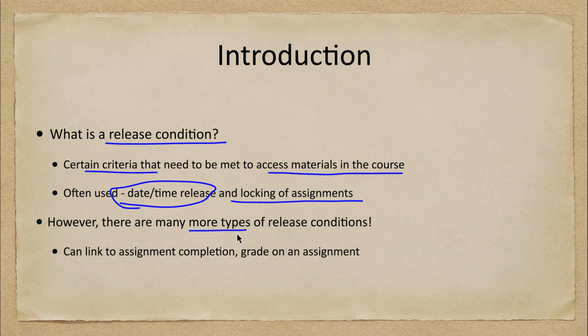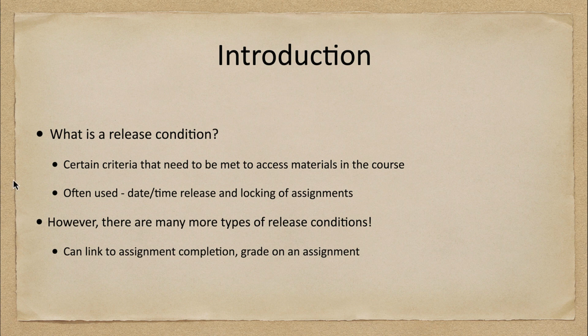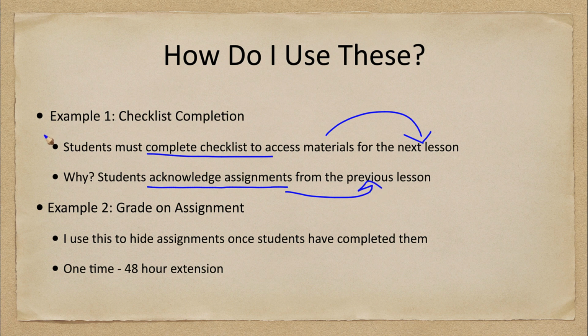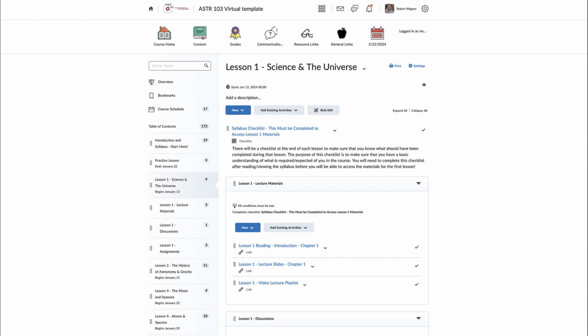However, there are many more types that can be used, linking to assignment completion or grade on an assignment, or even accessing various materials. So I want to look at a couple examples of those that I use. One of those is checklist completion. They must complete the checklist to move on to the next lesson. Why? For me, it just means the student acknowledged assignments from the previous lesson, that they realize everything that has been assigned. How does that work? Well, let's take a quick look at that.